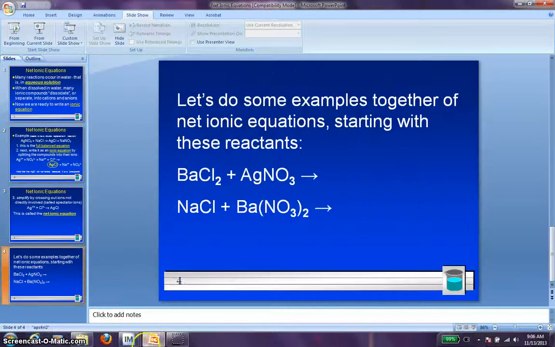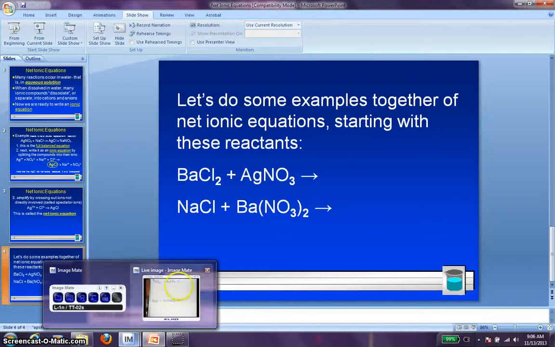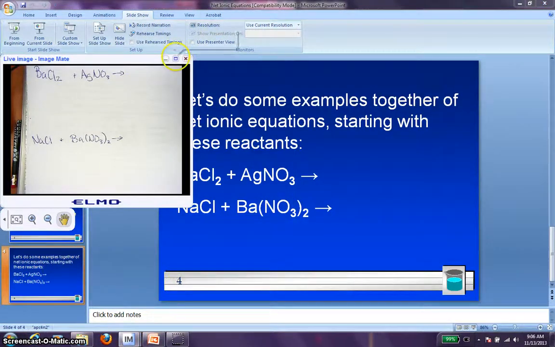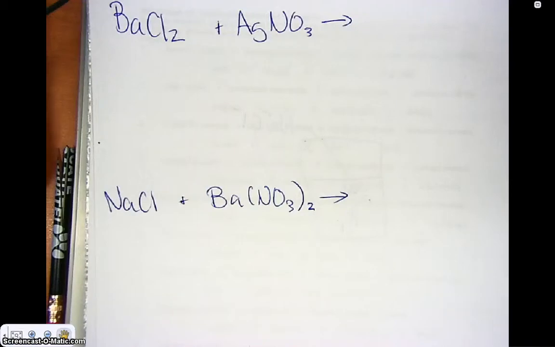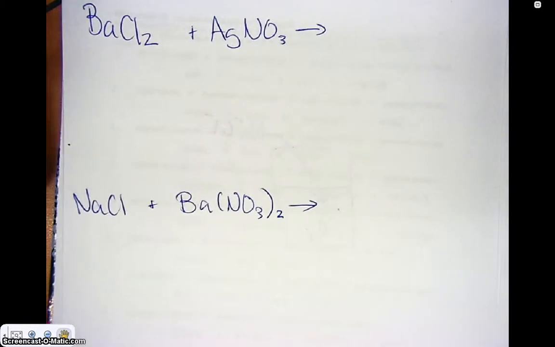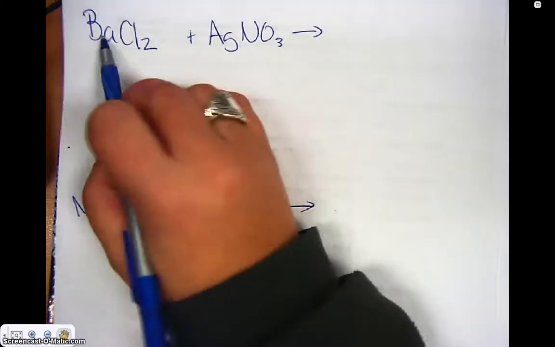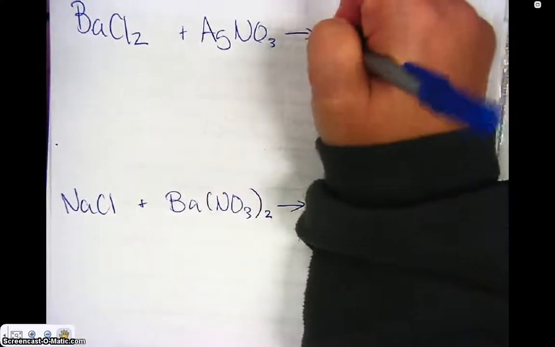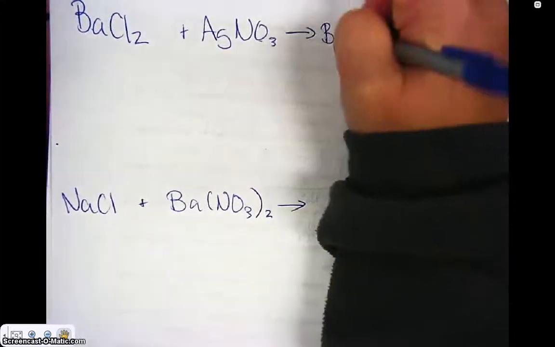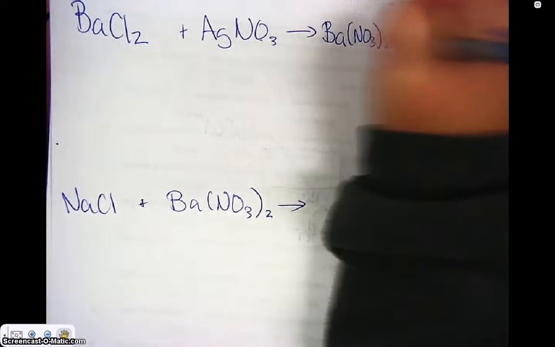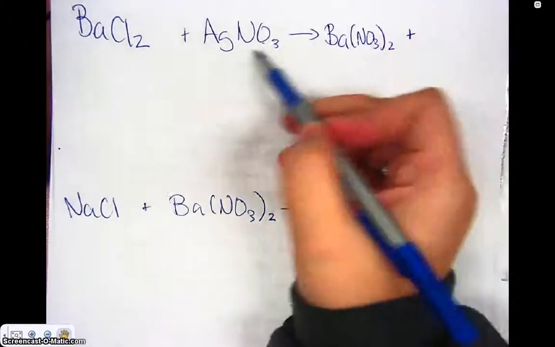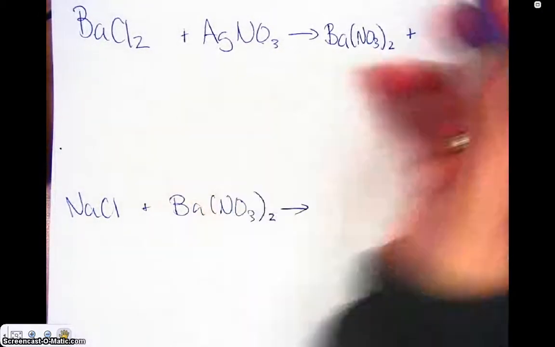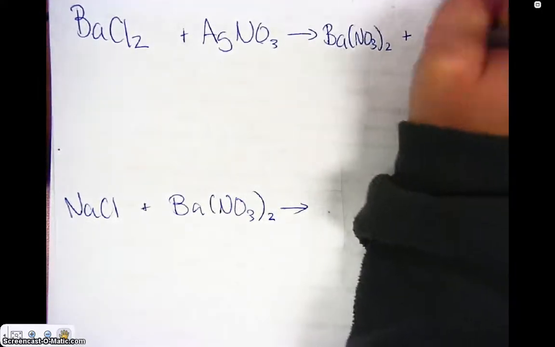Alright, I'm going to do some other examples here underneath the Elmo using the solubility rules, and then you'll have some to practice on a worksheet in class. So we've got barium chloride and silver nitrate. Let's go ahead and swap partners. Barium will go with the nitrate. Barium is a +2, nitrate is a -1, so that's Ba(NO3)2. And then we have silver and chloride going together, so this would be AgCl.